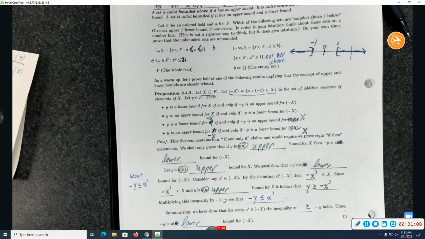So there's how a proof that something is an upper or lower bound will look. You'll consider any element of that set. You'll show that it satisfies some inequality. If you assume that something is an upper or lower bound, then you automatically know that some inequality is true. People feel okay?